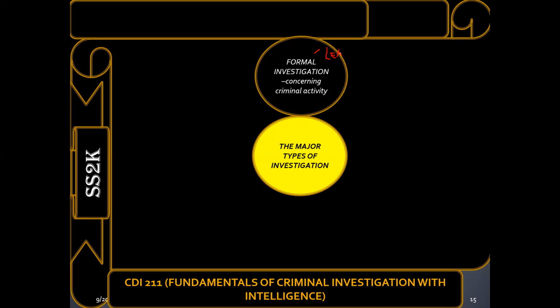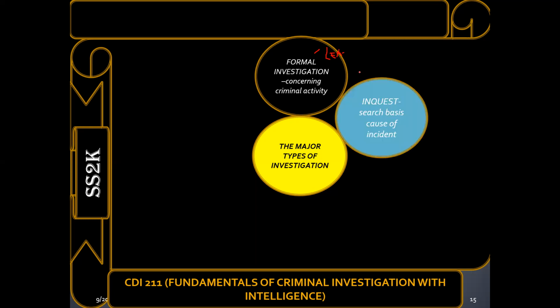Pag sinabi nating law enforcement agencies, kasama dyan ang Philippine National Police, kasama po dyan yung pong ating National Bureau of Investigation, Philippine Drug Enforcement Agency, and other law enforcement agencies tasked to enforce specific laws. And the purpose of their investigation is to discover facts concerning a civil or a criminal case. Ayan po ang formal investigation.